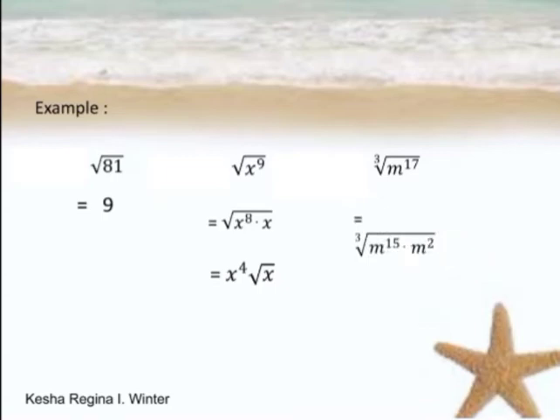The cube root of m to the 15th, copy m. 15 divided by 3 is 5. Kaya ito ay m to the 5th power. Maiiwan ang m squared sa loob ng cube root of. Final answer, m to the 5th times the cube root of m squared. Mababa ang exponent ng radical kaysa sa index. And this is how we simplify radical expressions.